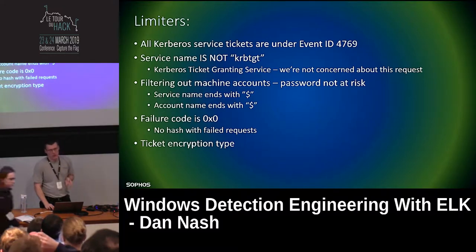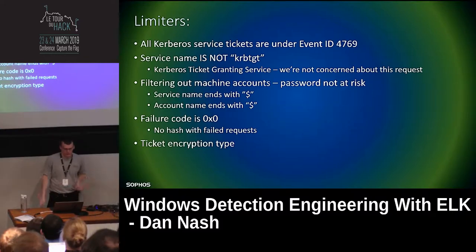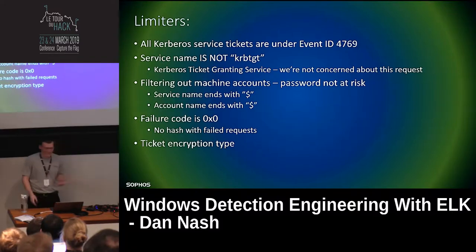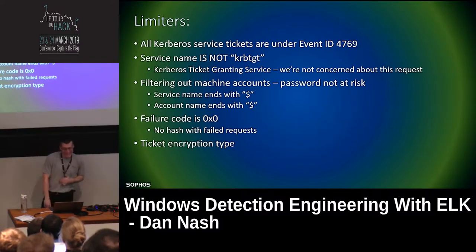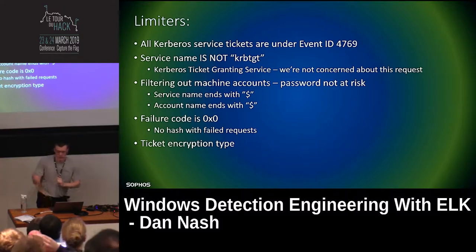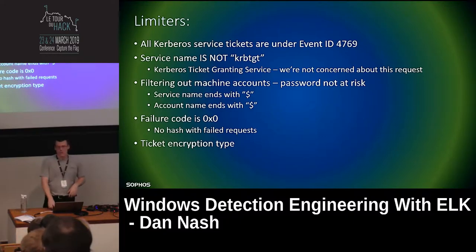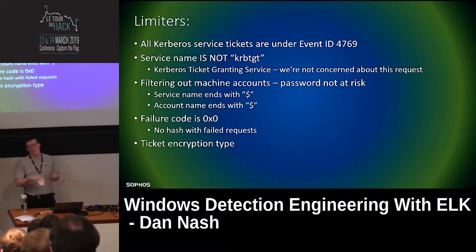And also, a lot of the requests will be for krbtgt, which is for the ticket granting service. So that's not going to get Kerberoasted, so we can get that out. We can filter out machine accounts. We can filter out things which fail, and we can look for the ticket encryption type. So this is all still in Windows. This is all still in our environments.